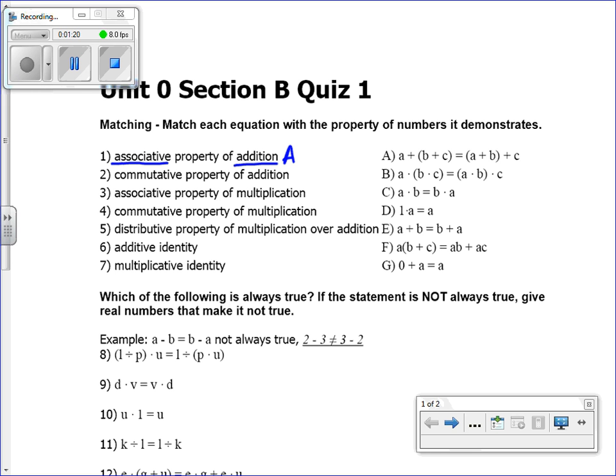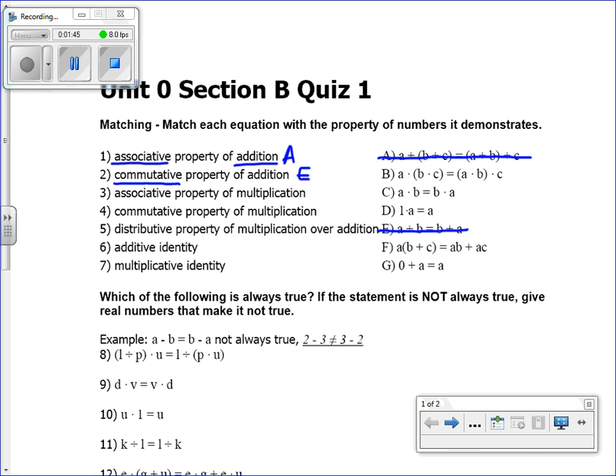Next, it says commutative property of addition. Again, I'm not going to use B, C, or D. I'll cross A out because I already used it. I'm not going to use B, C, or D because those all have multiplication in it. So I know that the commutative property says the order changes. So that's going to be E. I can cross that out.